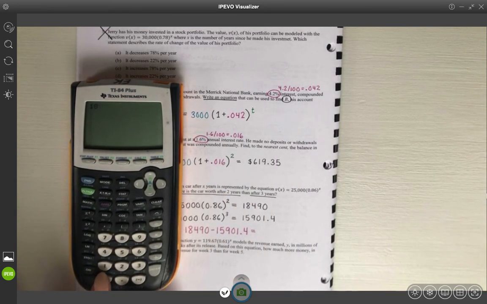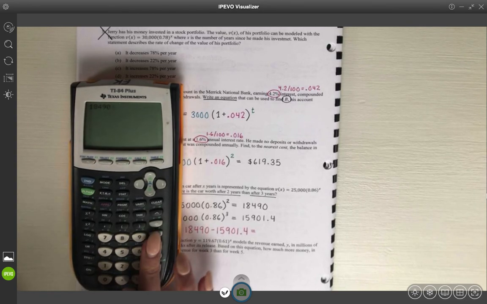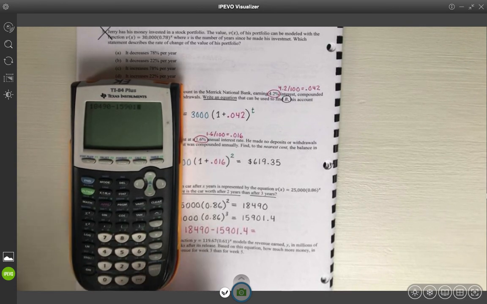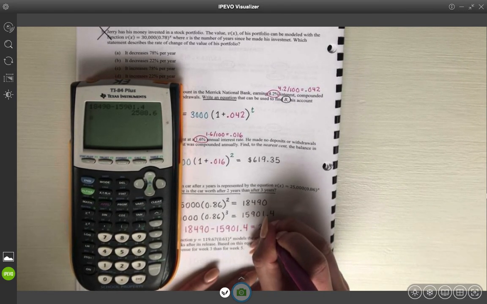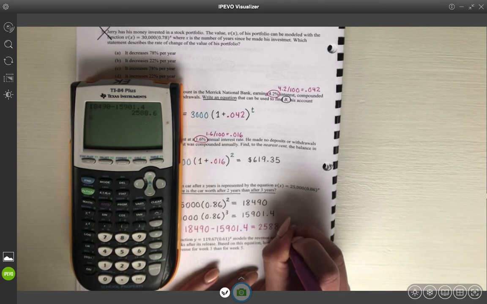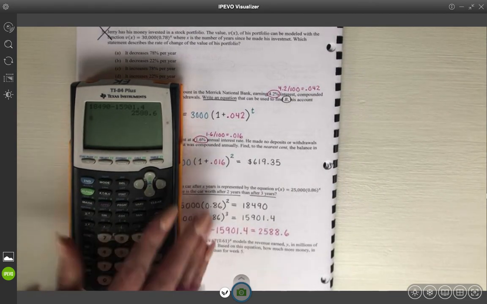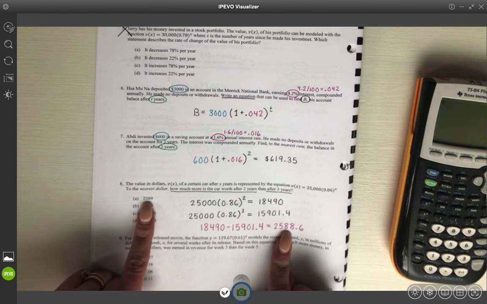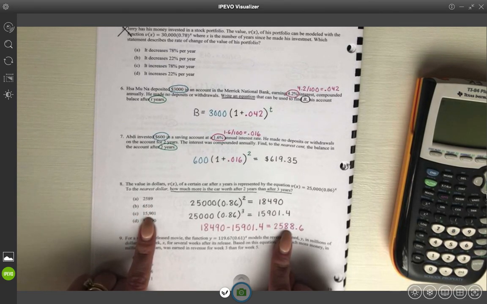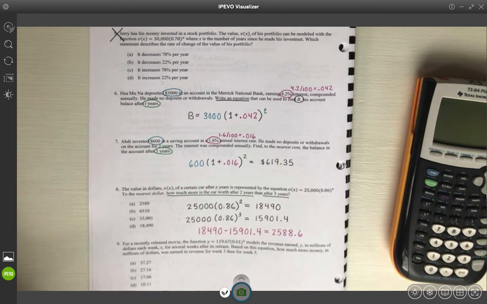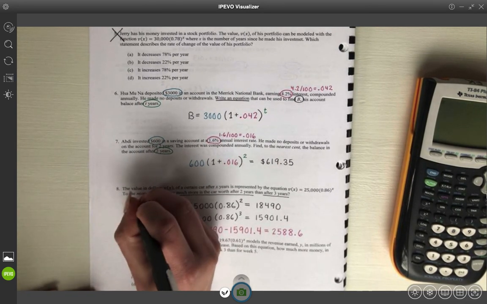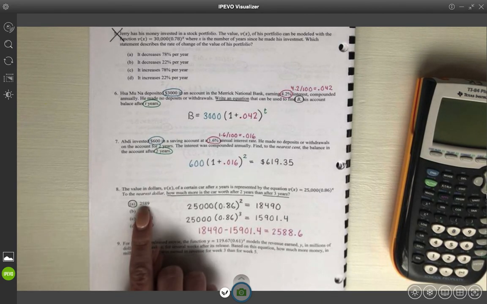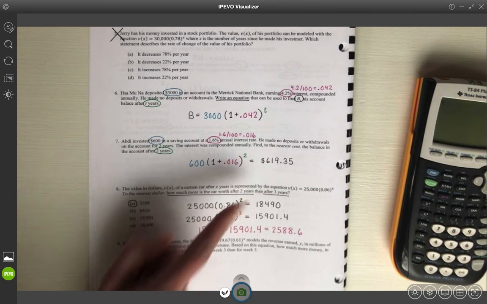So 18,490 minus 15,901.4 is 2,588.6. So looking at the choices, what is this answer closest to? A, B, C, or D? It is definitely closest to choice A. The car is worth $2,589 more after 2 years than it is after 3 years.